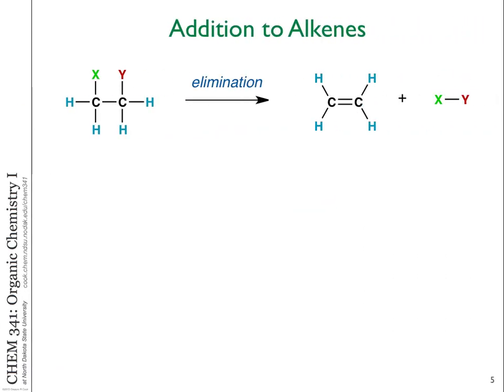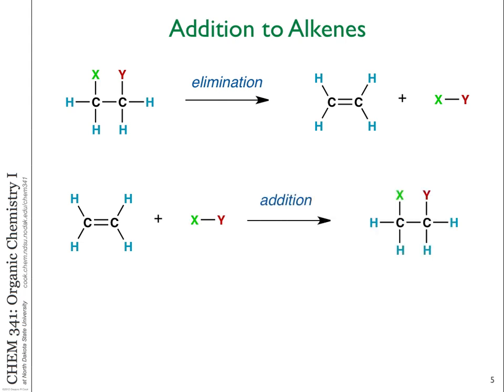And we've discussed a lot about this elimination, the loss of two groups on adjacent carbons that could be hydrogen and OH in the form of a protonated water, or it can be a hydrogen and a halogen, in terms of loss of HX, HCl, or HBr. Well, the opposite of this reaction is an addition reaction.